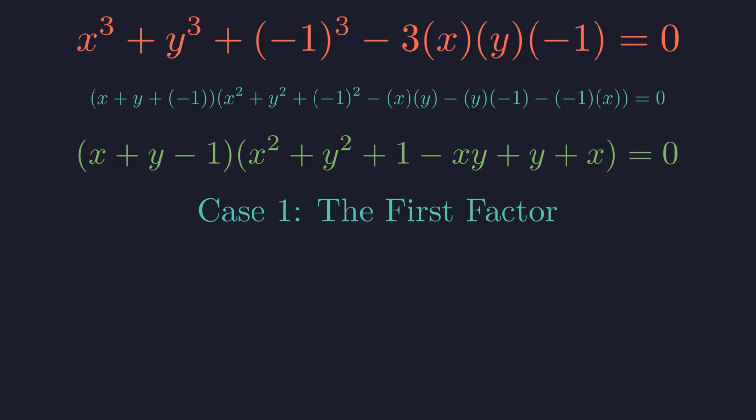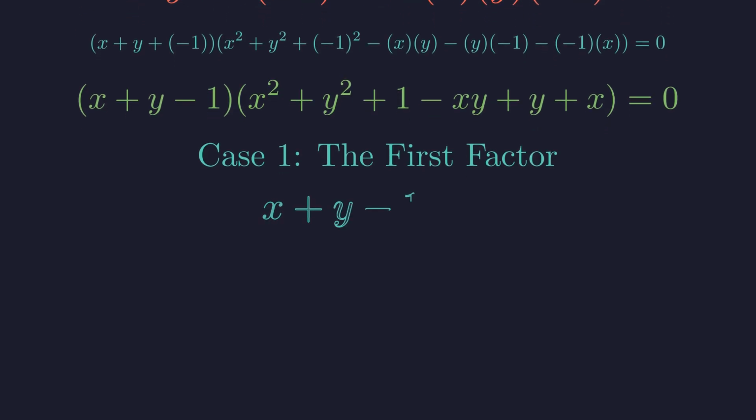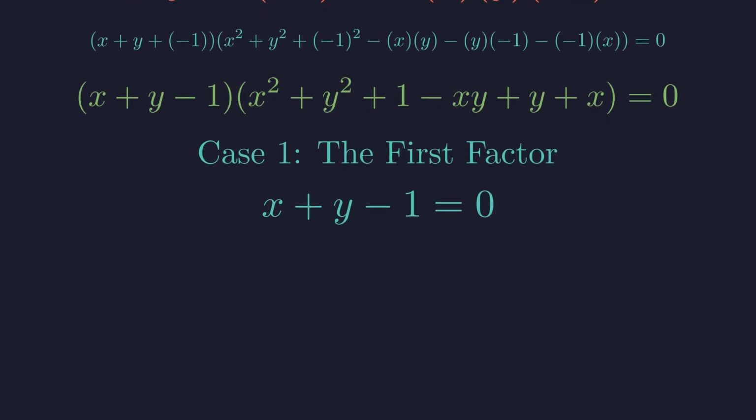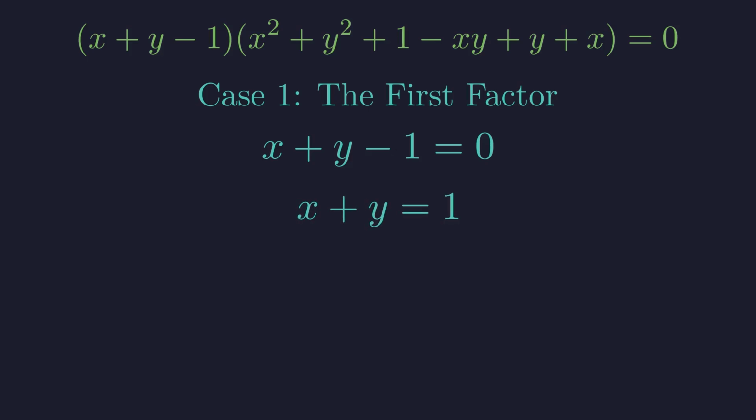Let's start with the first case. This equation is easy to solve. x plus y minus 1 equals 0 is just x plus y equals 1. That's the equation of a straight line. Every point on this line is part of our solution.